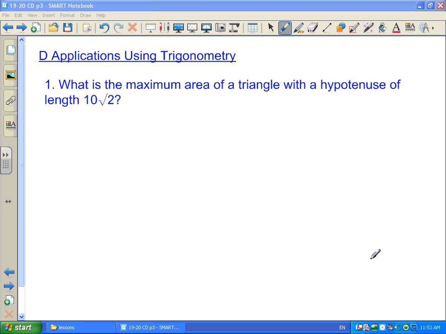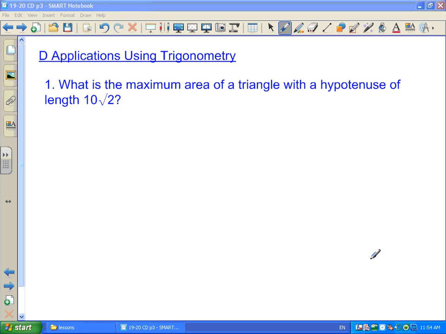So the final thing we have to cover here is box D, which I've titled here Applications Using Trigonometry. What these basically are, are optimization questions, just like we saw back in Unit 15. Only this time we're going to be using, obviously, trigonometric derivatives to solve these problems. So we're going to follow essentially the same steps that we followed back in Unit 15. The only difference is the trig derivatives here.